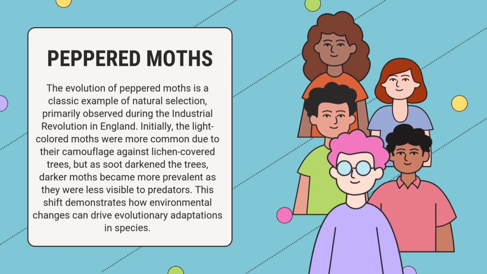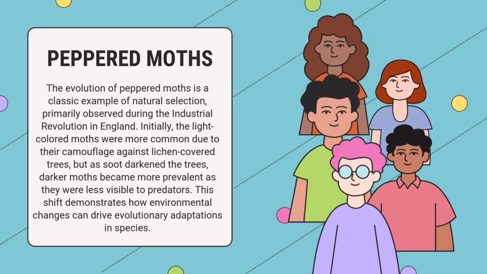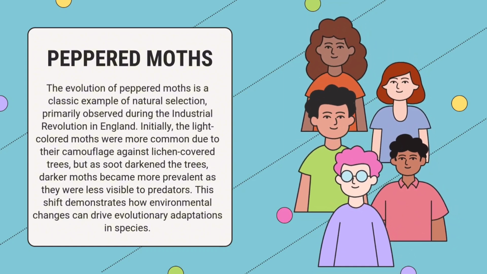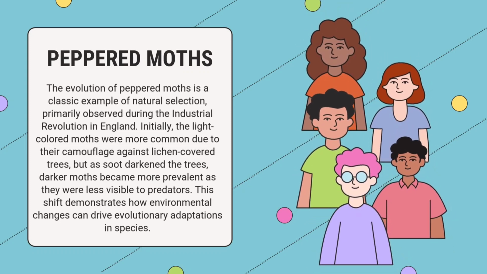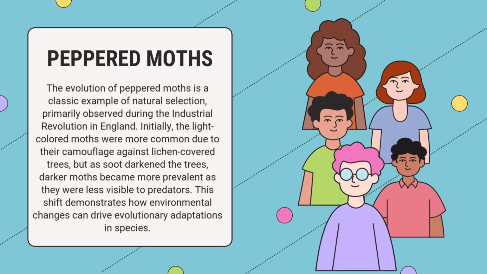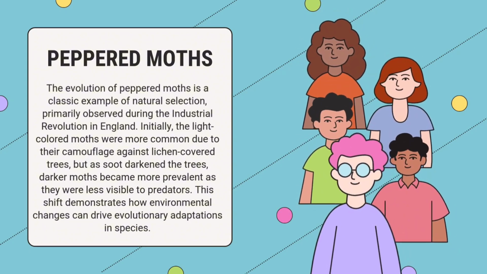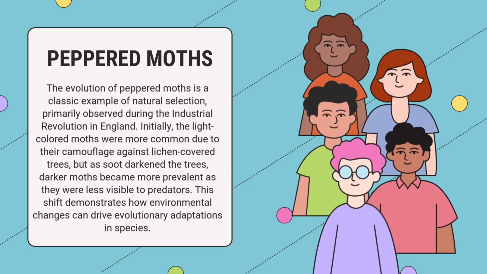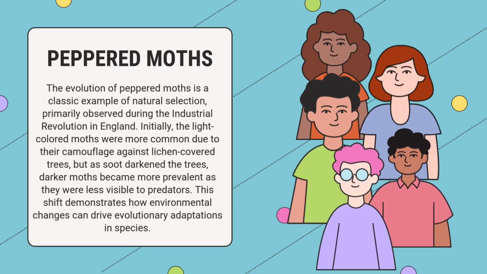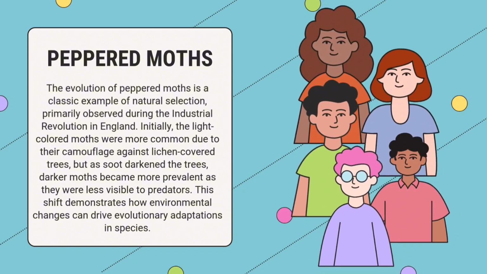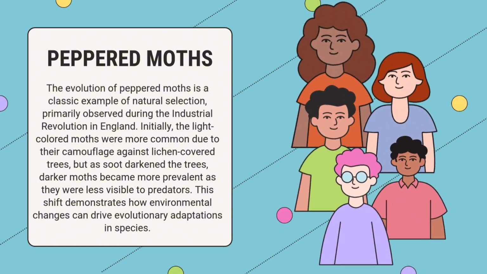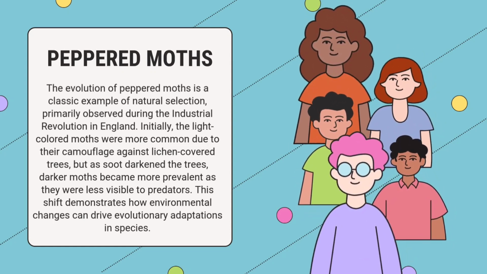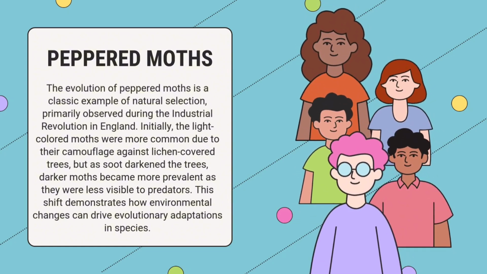However, as industrial pollution increased, the lichen died off, and the tree bark became darkened by soot. These environmental changes favored the dark-colored moths, which were now better camouflaged against the blackened bark. The lighter-colored moths, now more visible, were more likely to be preyed upon. Over time, the frequency of the darker-colored moths increased in the polluted areas, while the lighter-colored moths became less common. This shift in population proportions demonstrates how natural selection can favor traits that enhance survival in changing environments.